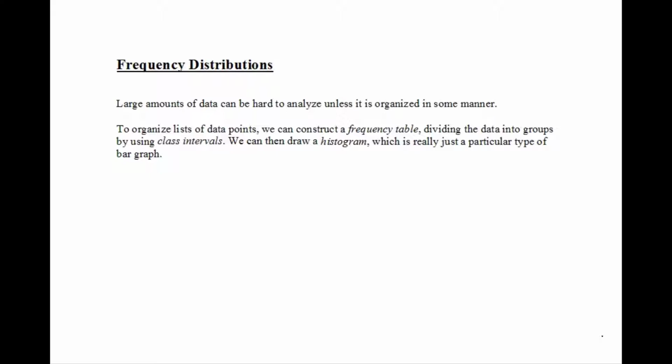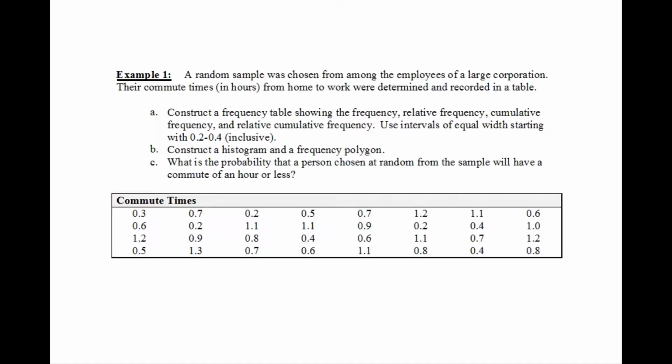To do that, we're going to make a frequency table, and we're going to use class intervals to be our categories. From that, we're going to draw a visual representation of our data called a histogram, which is really just a bar graph. Let's do an example.